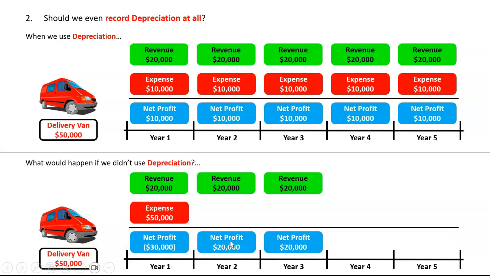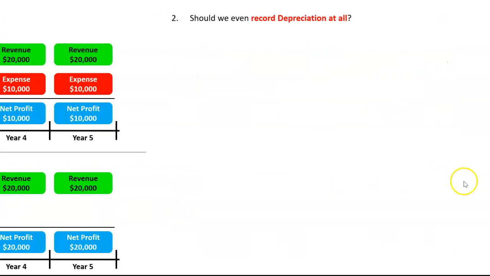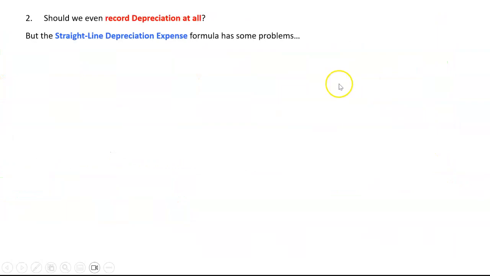And then in every other year, we wouldn't have an expense. The expense wouldn't exist because we charged it all in year one, and that's wrong. These profit figures are wrong every year. So that's why we charge depreciation. However, we've got some problems with the formula.